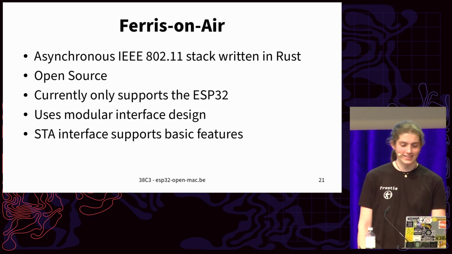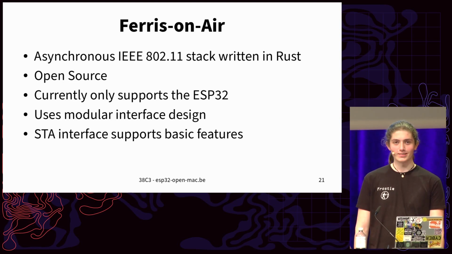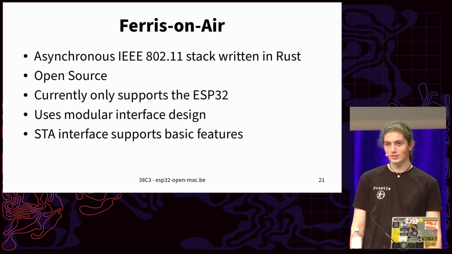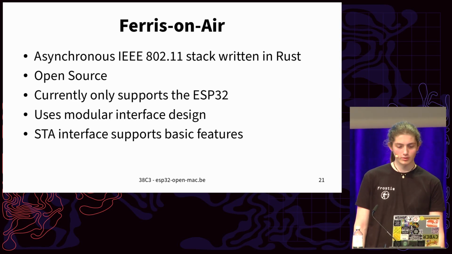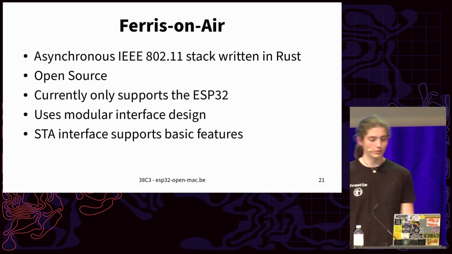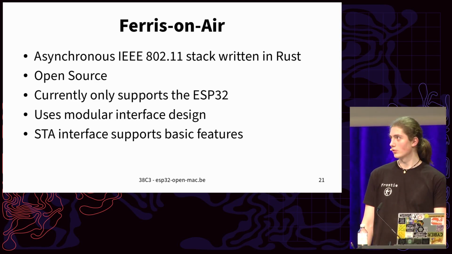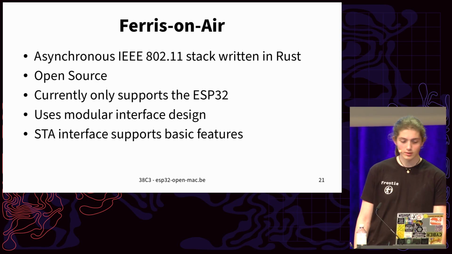And this is Ferris on Air. It's an asynchronous IEEE 802.11 stack written in Rust. It's open source. You can find it in the GitHub organization of ESP32 OpenMac under the name FOA, which is just the shorthand term I will use for now. And it only supports the ESP32 for now, because we have not reverse engineered any other chips yet.